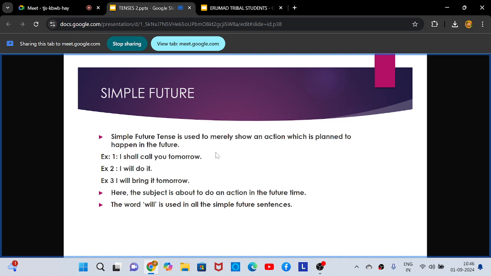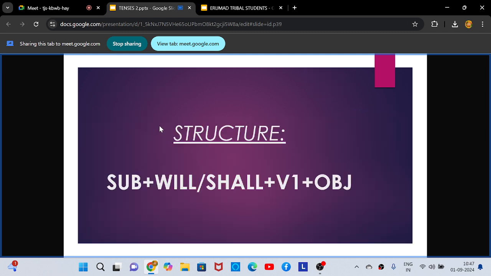Example 1. I shall call you tomorrow. Example 2. I will do it. Example 3. I will bring it tomorrow. So all these are actions that will happen in the future, simple future tense. Now let's check the structure of this tense. The structure is subject plus will or shall plus V1 plus object.